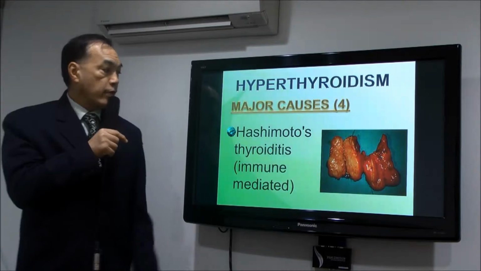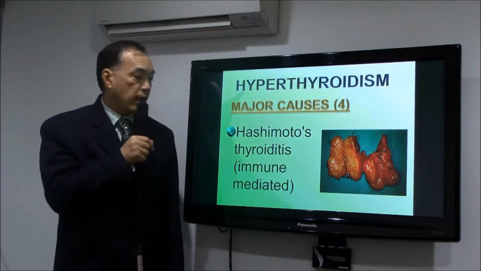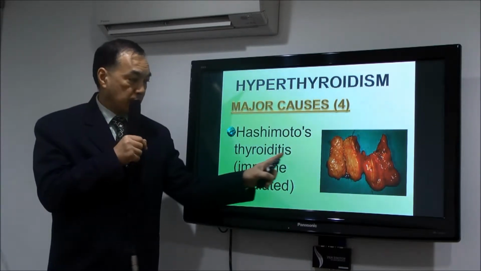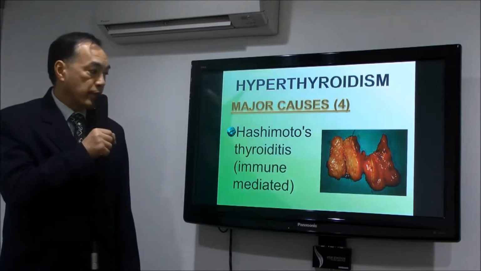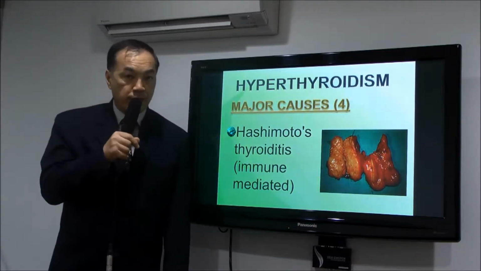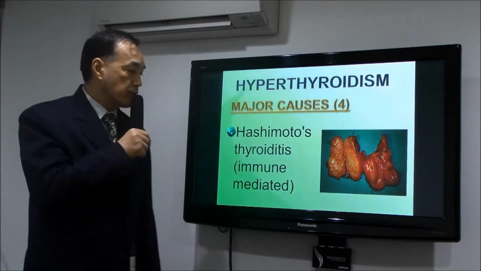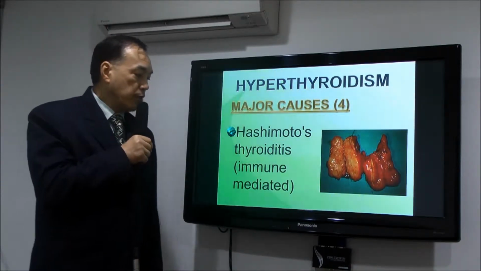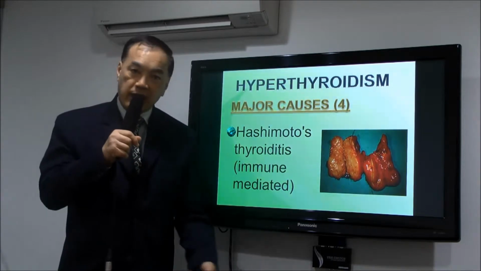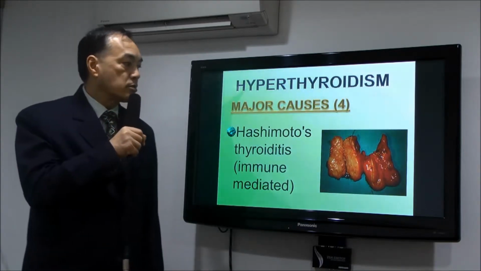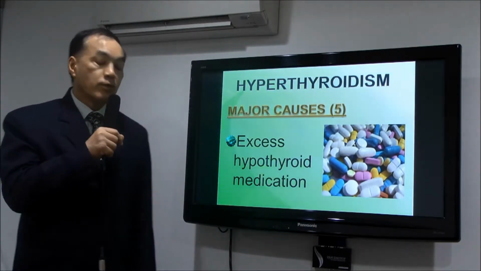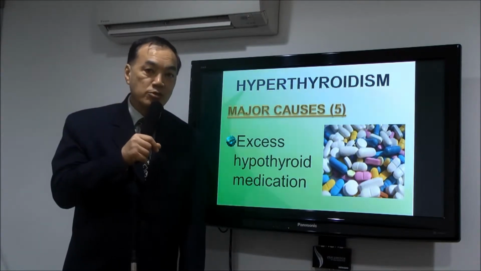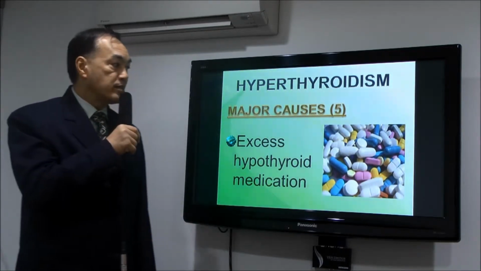Another cause of hyperthyroidism is Hashimoto's thyroiditis, which is an inflammation. As you can see, the last four letters of the medical condition, itis, mean inflammation of the thyroid glandular cells. And this is also immune-mediated. So if our immune system is weak, we can succumb to such medical conditions. Of course, the sensible thing is to strengthen our immune system against immune-related diseases.